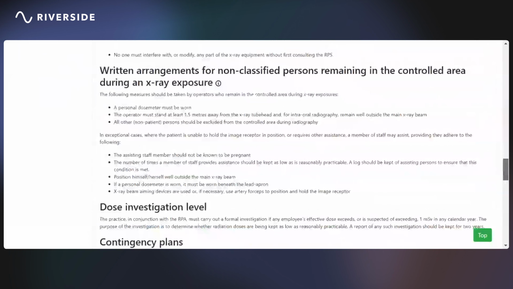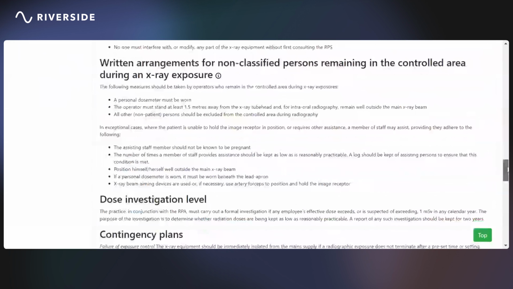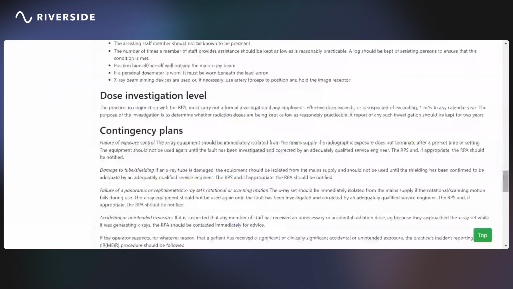We have written arrangements for non-classified workers entering controlled areas and how that is achieved. The dose investigation level, which is recommended as 1 millisievert in a calendar year for dental practices. If you have made a decision to pick a different value, then you may need to adapt these local rules. Again, that should be discussed with your RPA if you've taken that approach.